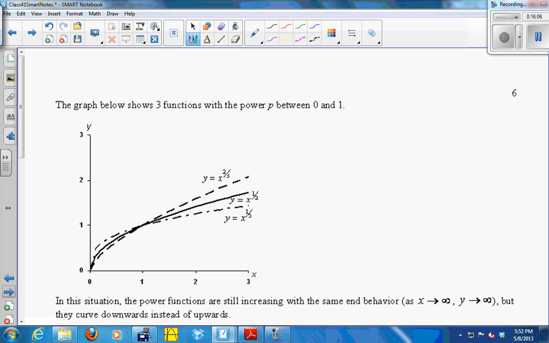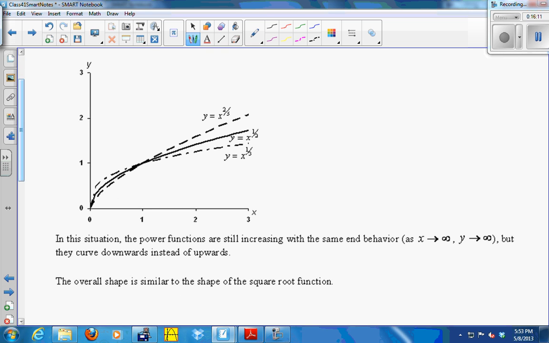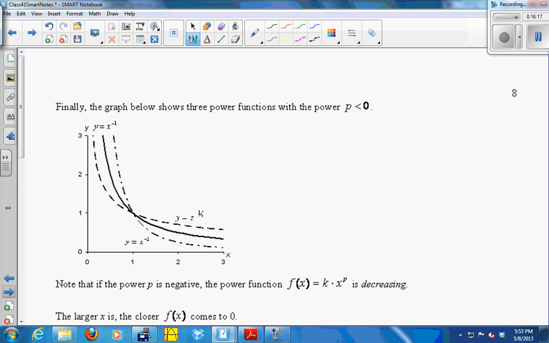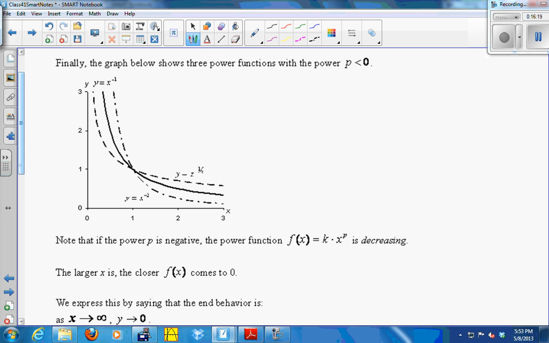And when p is less than 1, you get things that look like the square root function. And if p is negative, you get graphs that look like 1 over x. We haven't studied 1 over x in class, but you have seen it like in your transformations project and a couple of other places. So negative p's look like 1 over x.